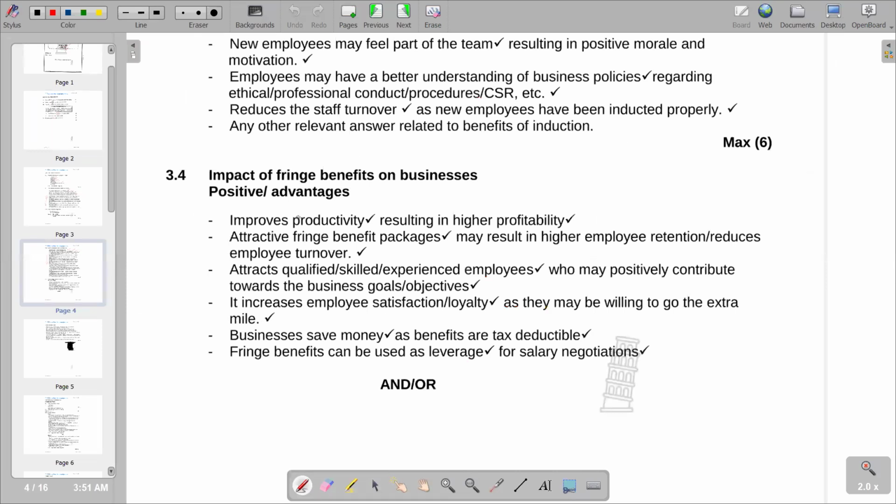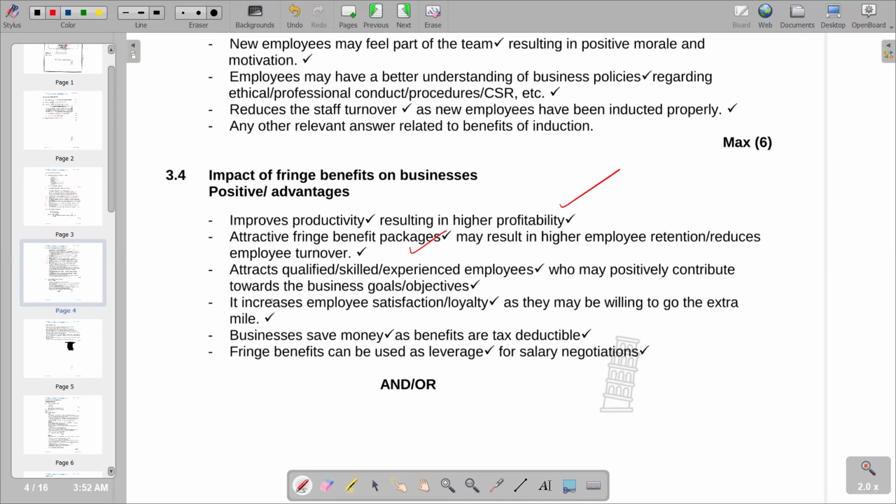So on the first part we've got positives, which are advantages. The first positive that we have is that it improves productivity, resulting in a higher profitability. Also, it may result in attractive fringe benefit packages, and may result in higher employee retention and reduces employee turnover. Employee turnover is the rate at which employees come and leave the workplace. So basically, if we have attractive fringe benefits at our workplace, we are not going to see workers leaving the workplace. They're going to stay there for a longer time. So basically, it reduces employee turnover.